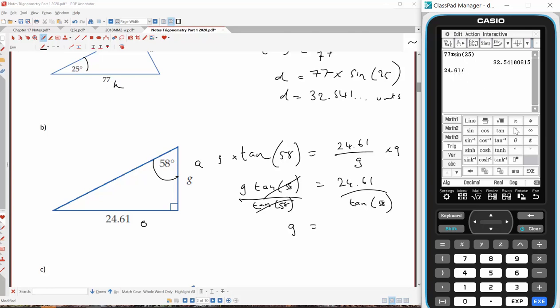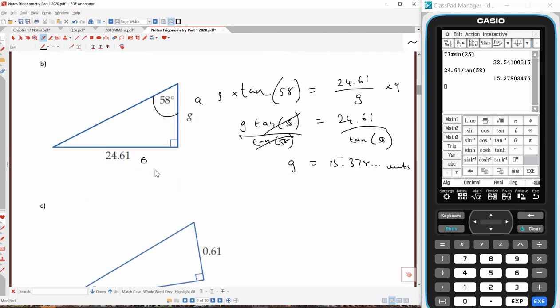24.61 divided by the tan, which is shift 3, of 58. Now again, it's a really good idea to think about what it might be. So 58, I reckon that an appropriate answer might be like 20 maybe. It goes up into 58 degrees, going up faster. So I reckon about 20 might be an appropriate answer. 15.3 seems good enough to me. So 15.378 dot dot dot, and it's units because there's no units in there.